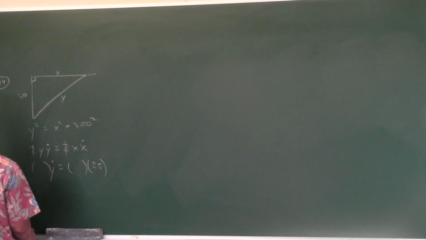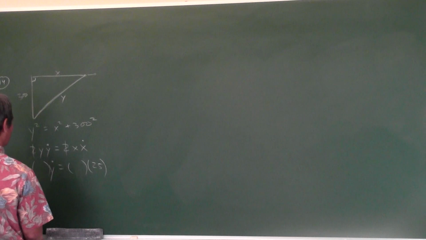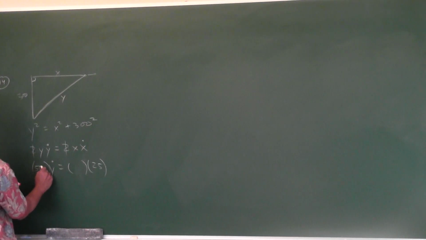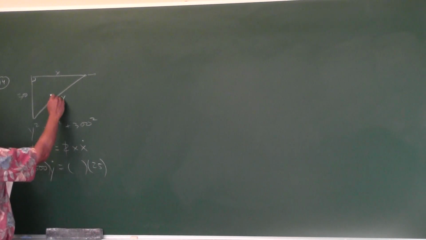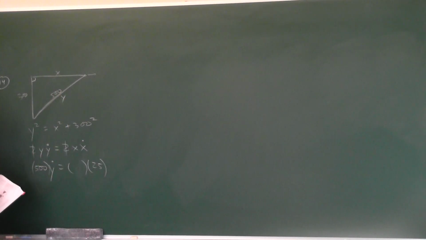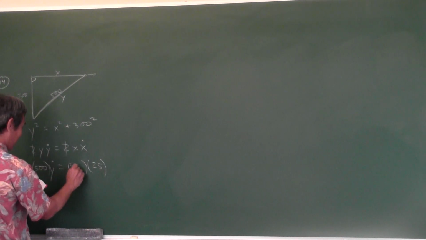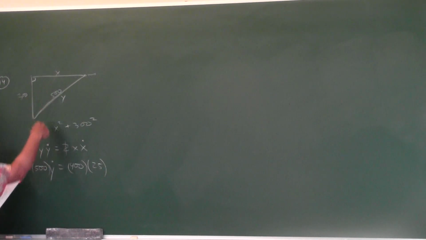y. 500. 500. How long the string is? And at the moment when this is 500, what do I plug in for x? 400. You have to use a calculator for that? Apparently. That's a 3, 4, 5 triangle.